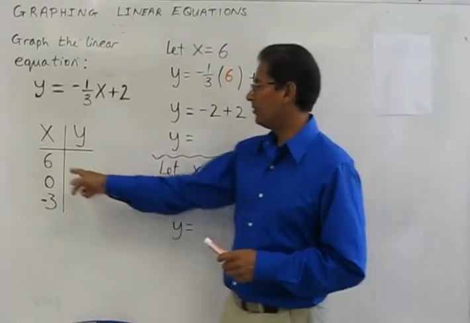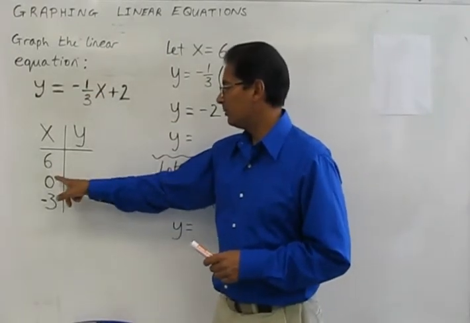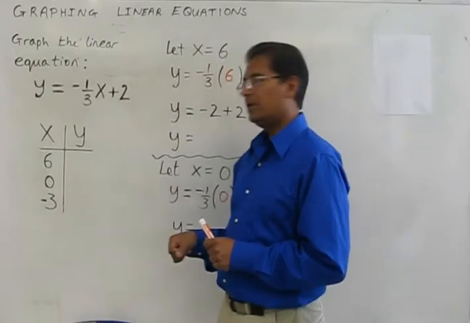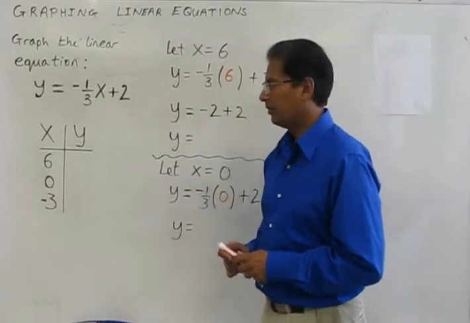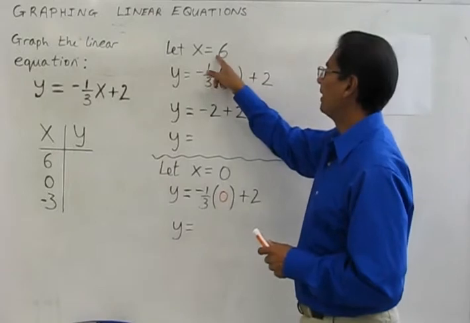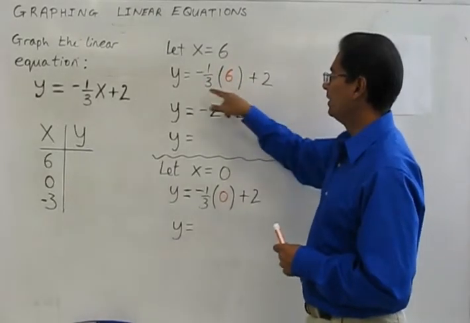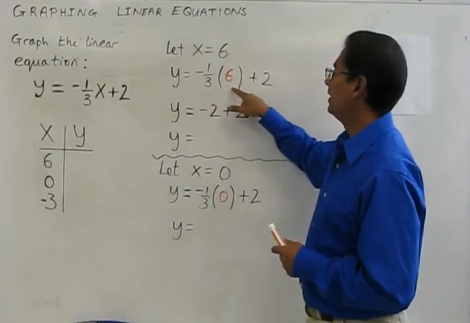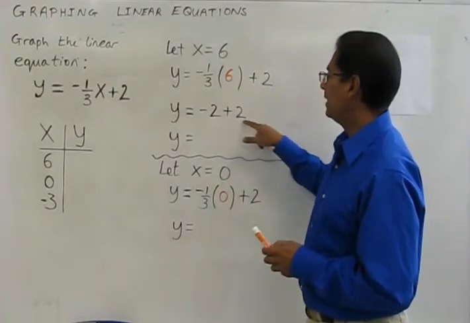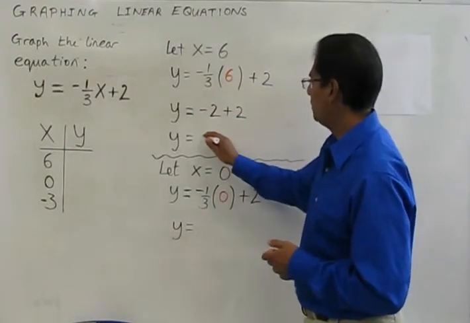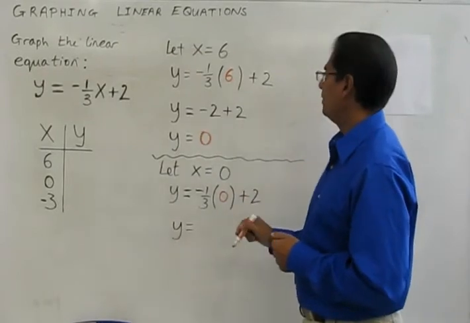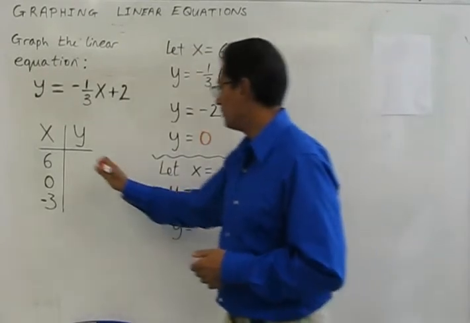Okay, so for example, if x is 6, if x is 0, and if x is negative 3, we're going to figure out the y values. So if x is 6, we have y equals negative 1/3 times 6 plus 2. Negative 1/3 times 6 is negative 2. And negative 2 plus 2 is going to give me 0. So if x is 6, y is 0.